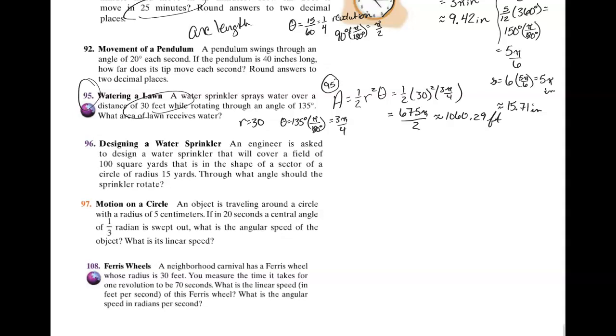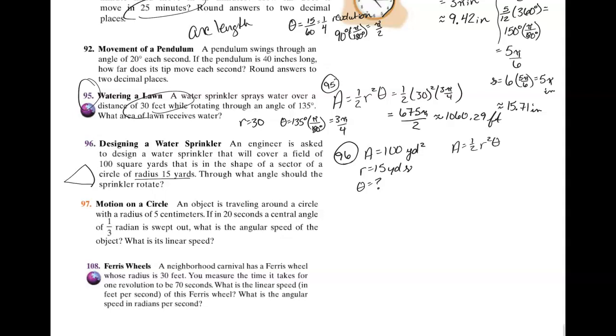Okay, let's look at 96. 96 has a different flavor to it. We want to cover an area of 100 square yards. It's going to be in the shape of a sector, so we're thinking about that slice of pie again. And the radius is going to be 15 yards. We want to know what theta is going to be. We have a formula that ties everything together. A equals 1/2 r squared theta.